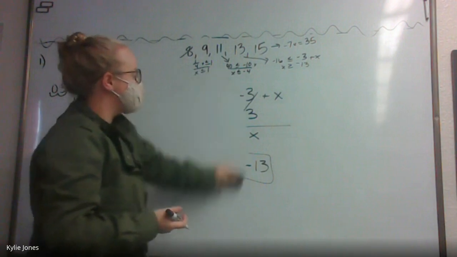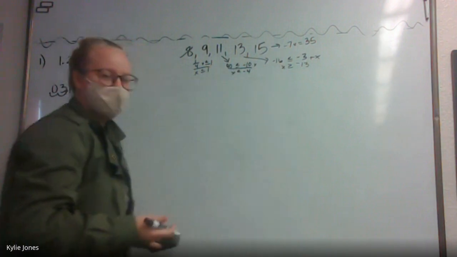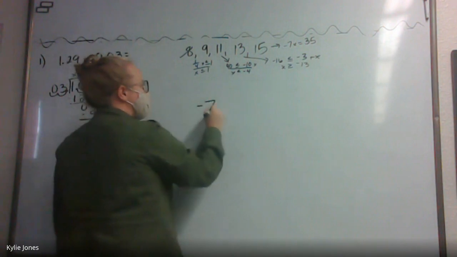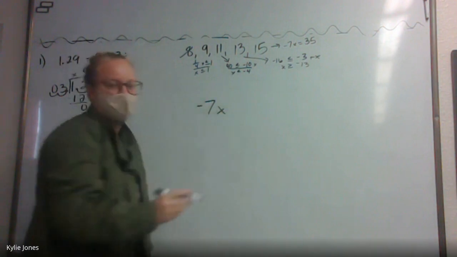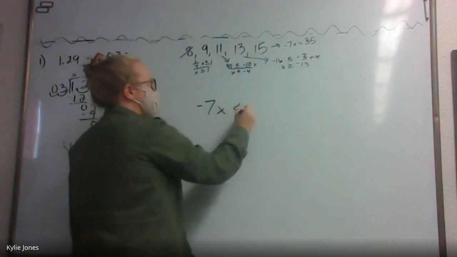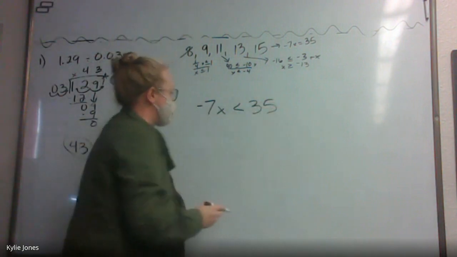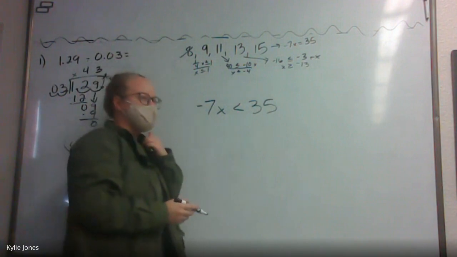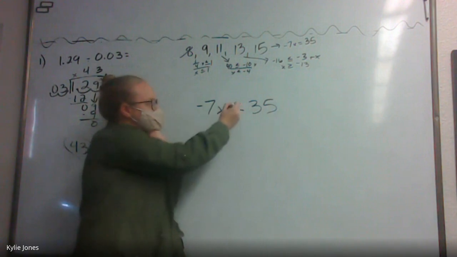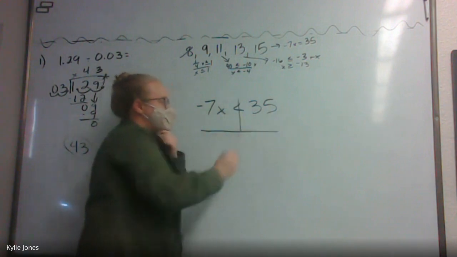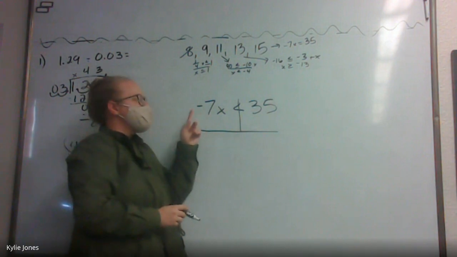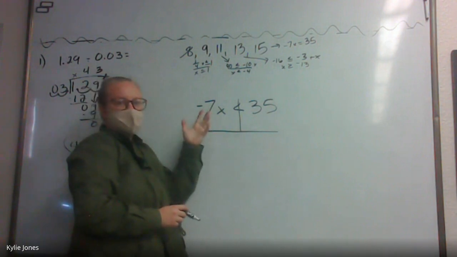Okay, let's do one more together, and then I'm going to have you guys work or try it on your own. So this last one we have, this is number 15, negative 7x. Oh, I wrote equals. What is it? Less than, greater than? Less than. What is less than 35? Okay, so we have negative 7x is less than 35. What do I do first? Upside down t. Good.